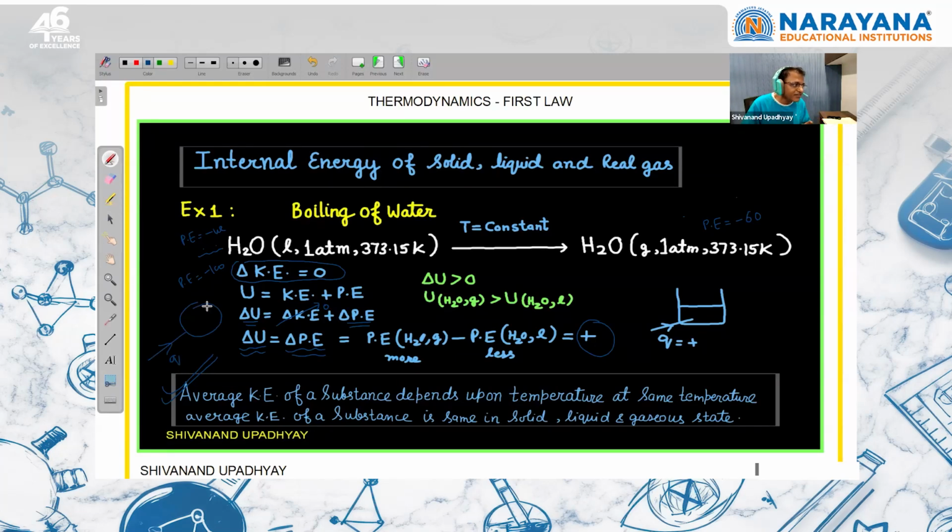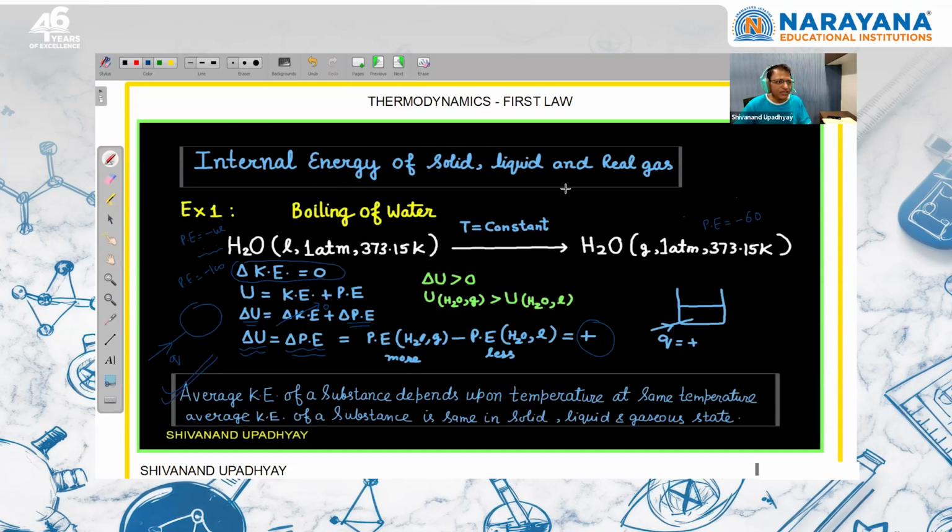So what should happen on giving heat energy to the system? The internal energy of the system should increase. So here the internal energy is increasing, and this internal energy is increasing due to increase in potential energy. There is no change in kinetic energy. So these are the very important points they can ask.